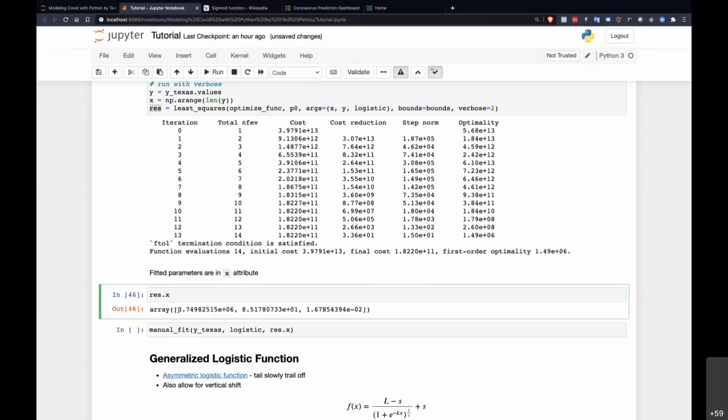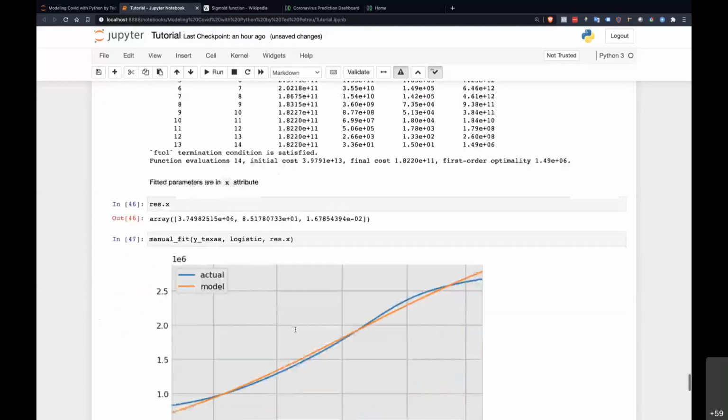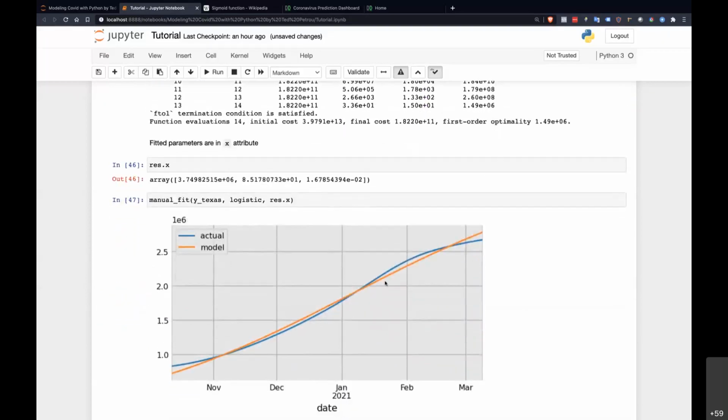So it came up with 3.7 million, an X naught of 85 days, and then a K of 0.016. So why don't we just see what this looks like? It found this, and this would have taken us a very long time to do manually. It looks fairly good. It's probably going to over-predict in the future, but it's trying to match the current curve as it sees it. This is not the right model right now, and we'll see a better model in just a little bit.